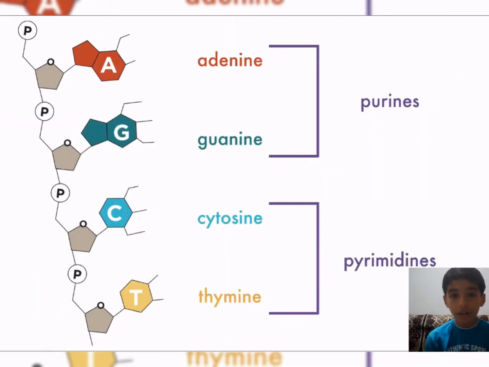There are 4 nitrogen bases in DNA. The bases are thymine, adenine, cytosine and guanine. 2 of the bases are purines, which have a 2-ring structure, and the other 2 bases are pyrimidines, which have a 1-ring structure. Adenine and guanine are purines, cytosine and thymine are pyrimidines.